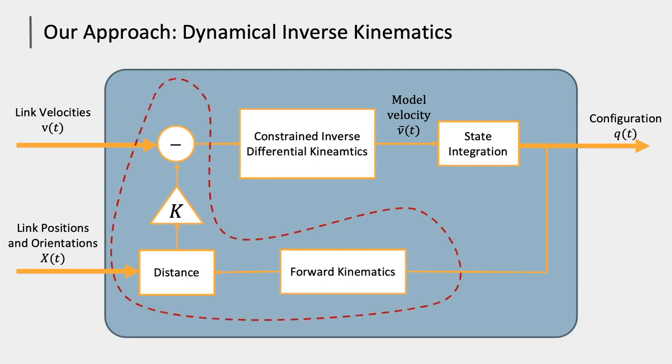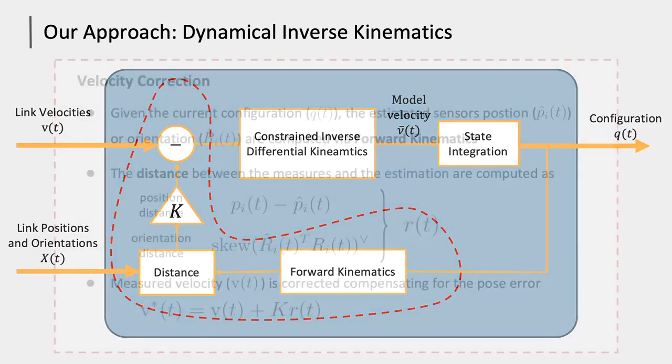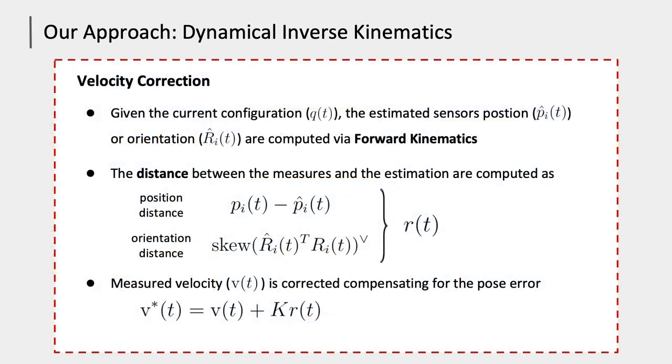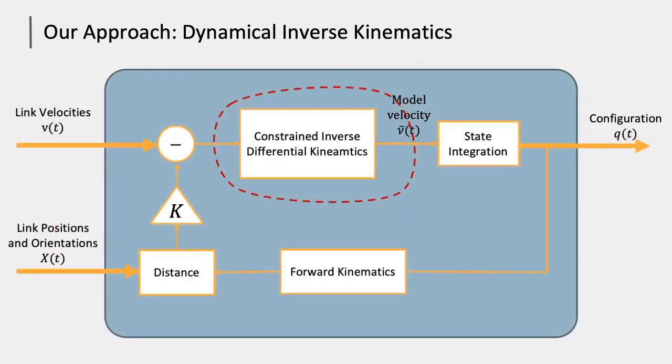On the left part of the scheme, we receive the velocity measurements and we apply a feedback correction depending on position and orientation errors. The estimated sensor position and orientation can be computed via direct kinematics from the current configuration. The estimates are compared to the sensor's measurement, and we can collect this distance in a residual vector. The measured velocities are finally corrected in order to compensate for the errors. The corrected velocities are then used to solve the constrained inverse differential kinematics, which outputs the model velocity.